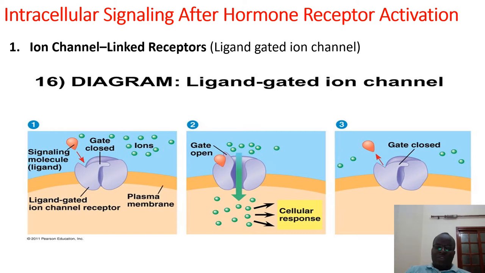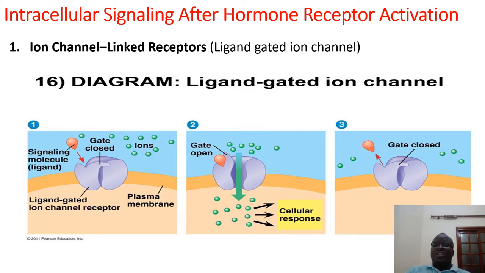When a ligand, which is a hormone, comes and binds, it causes a change in the receptor that will cause the gate to open. You can see that change in the protein receptor causing the gate to open. When the gate is open, the ions can move from outside into the cell or from inside to the outside of the cell, depending on the electrochemical gradient of these ions. So if they are more outside, they will enter. And these ions that are entering will bring about a cellular response.